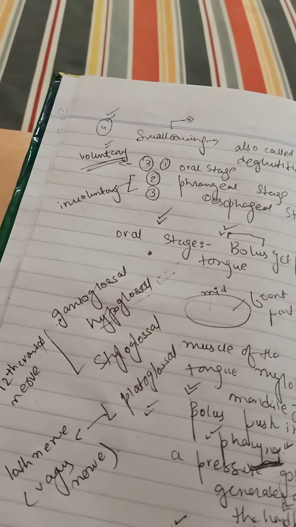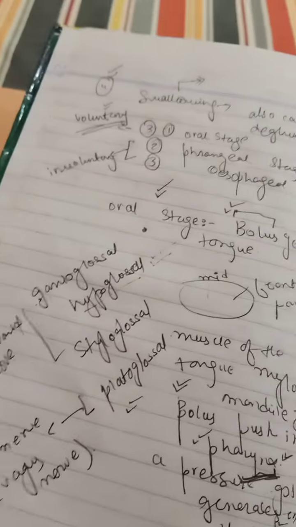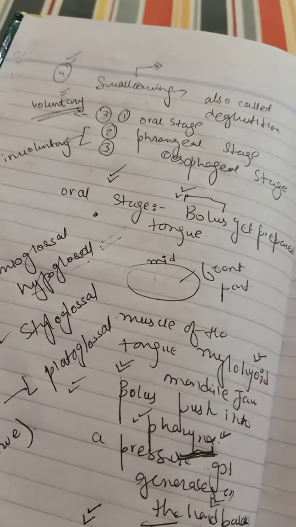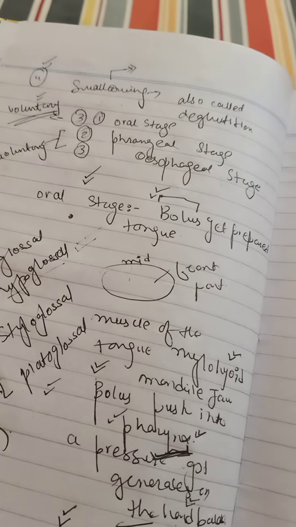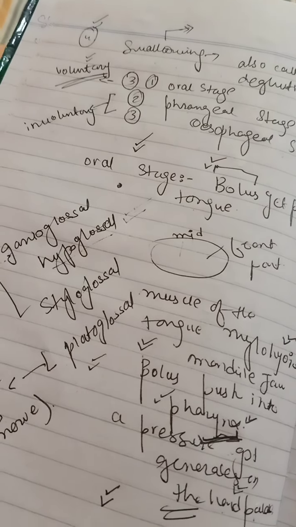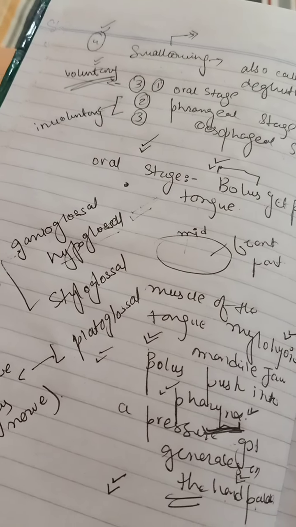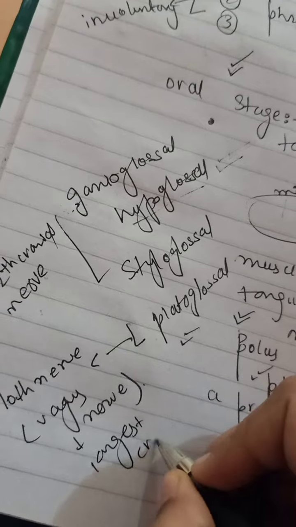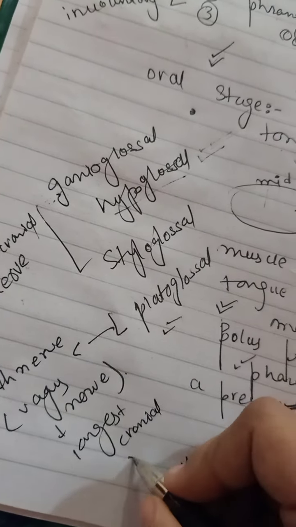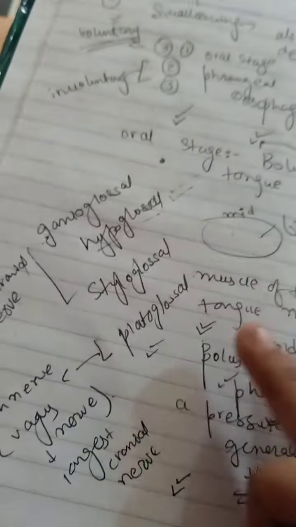The vagus nerve has an important function. The vagus nerve is the longest cranial nerve among all. Now let's move toward the pharyngeal stage.